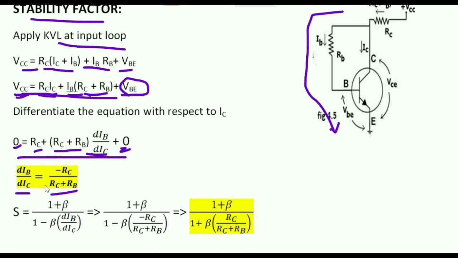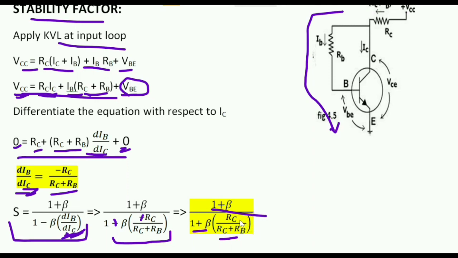And we have seen earlier the equation of stability factor as S is equal to 1 plus beta by 1 minus beta into dIB by dIC. If we substitute this dIB by dIC value in this equation, we will get 1 plus beta by 1 minus beta into minus RC by RC plus RB. If we simplify this, we will cancel this, and this will be additive: 1 plus beta by 1 plus beta into RC by RC plus RB. This is the final equation.